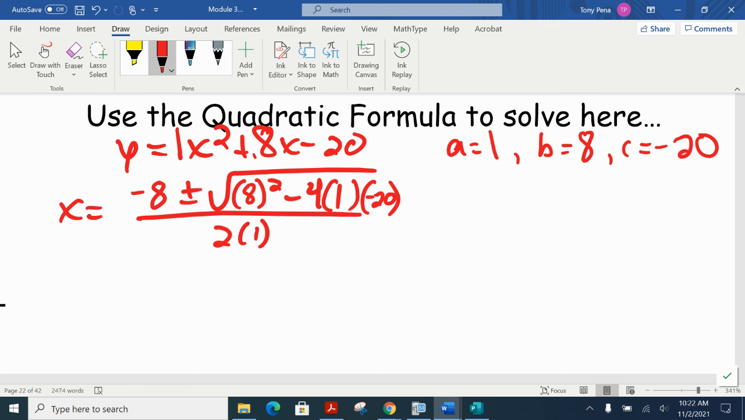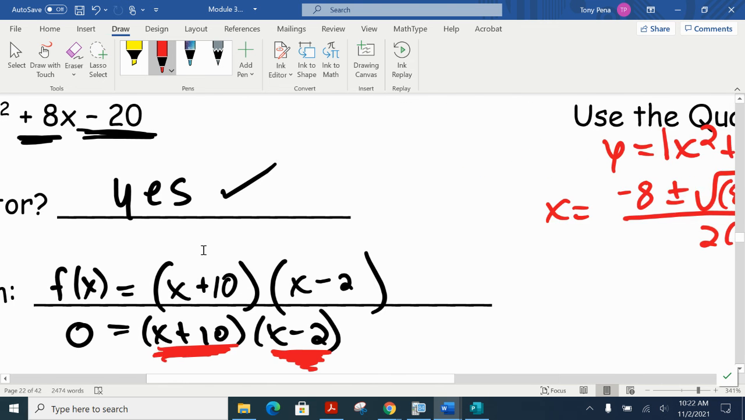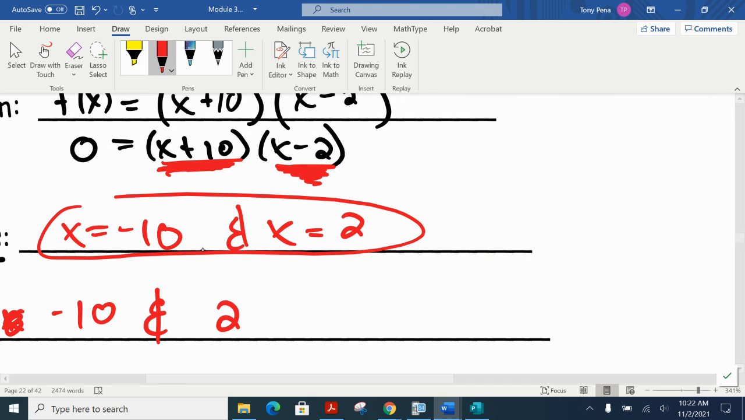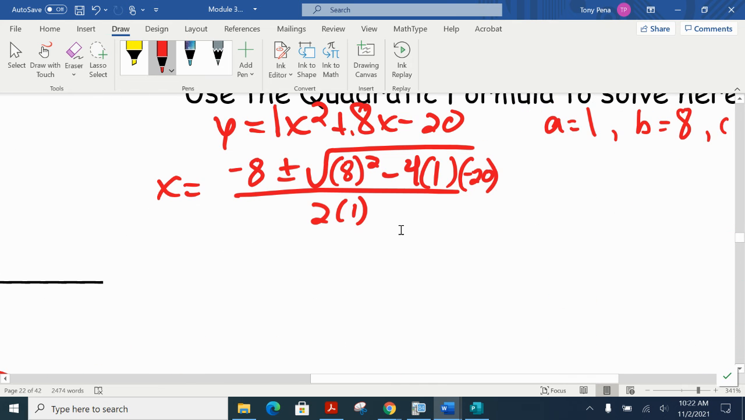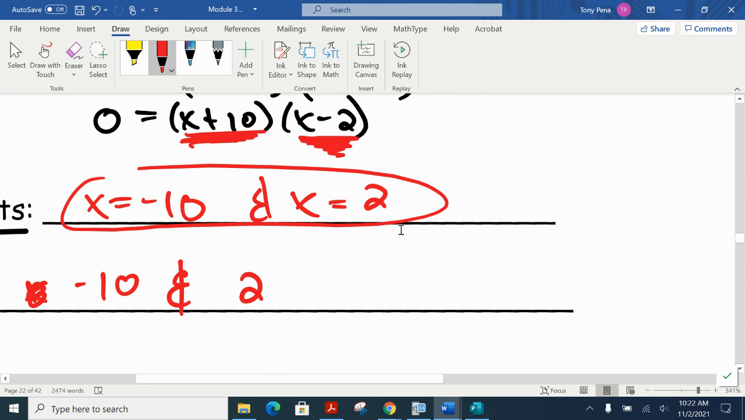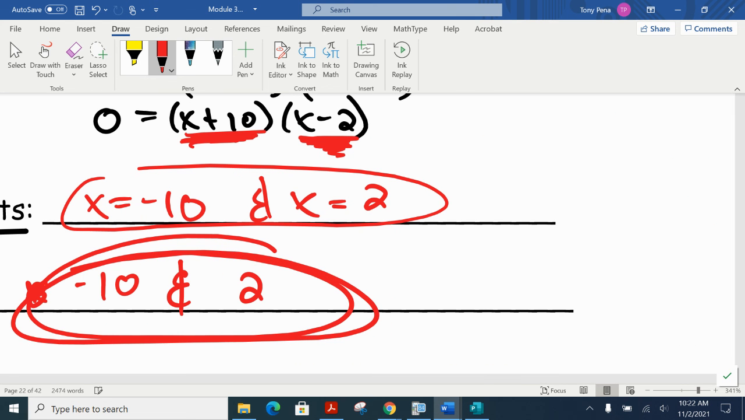Say that one more time. For your final answer? You're warm. You should get negative 10 and 2. All right. Now, I don't know if we're going to get to that today. We're going to stop right there. But what Jackson just said is when we solve this, we better get these two answers. It's just a different way of doing it.